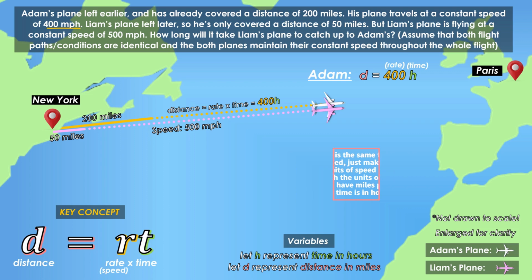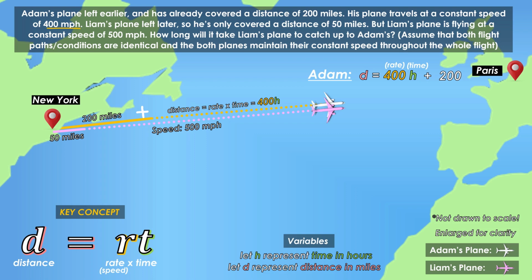Let's call distance d. So for Adam, we have the equation d equals 400h to represent the distance his plane travels. But we're not done yet, because the question tells us that Adam has already covered a distance of 200 miles. So to account for that, we simply add 200 to our equation. This gives us d equals 400h plus 200.